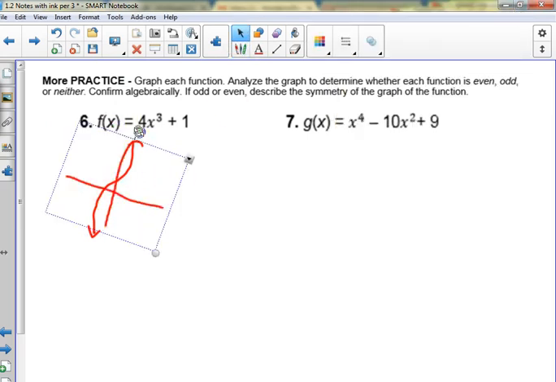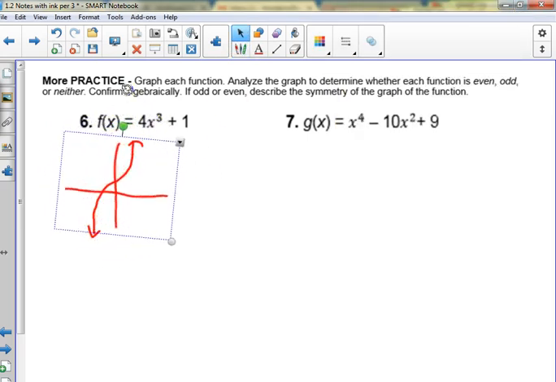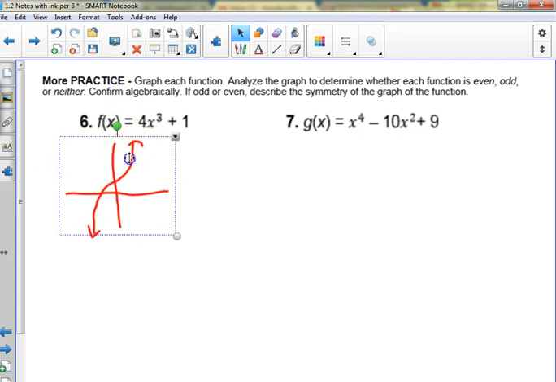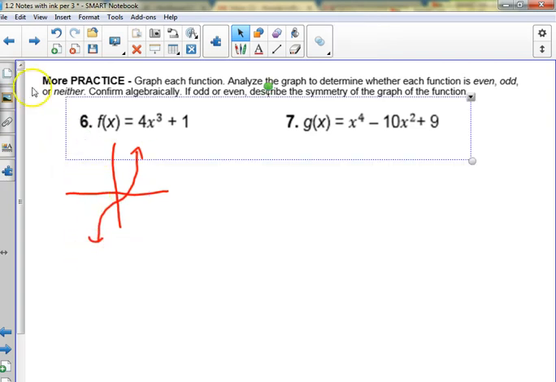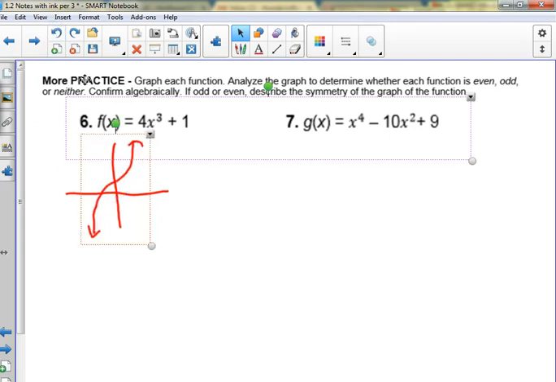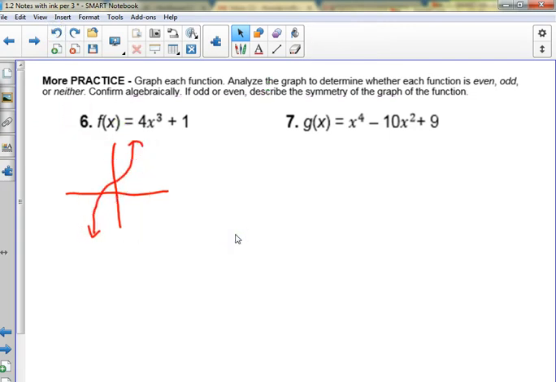If I turn this 180 degrees, what happens? The intercept is different, right? Because it doesn't go through the origin. Yep. Yes, this is neither.